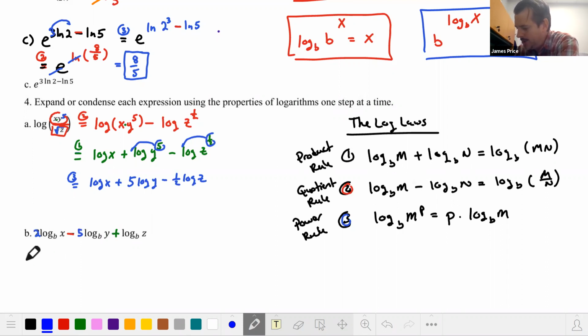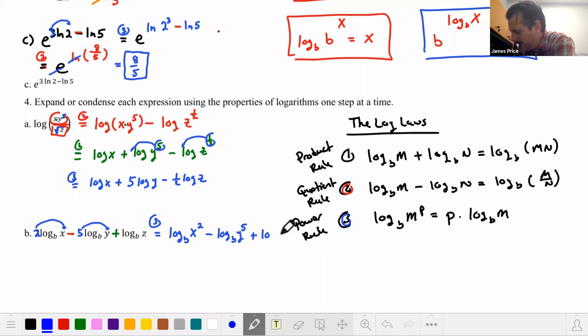So to get rid of that 2 and 5, we can rewrite this by the power rule and simply put those powers back up into the exponents. So it's log base b of x squared minus log base b of y to the 5th, and then plus, this doesn't change, it's just log base b of z. Then I have a minus and a plus.